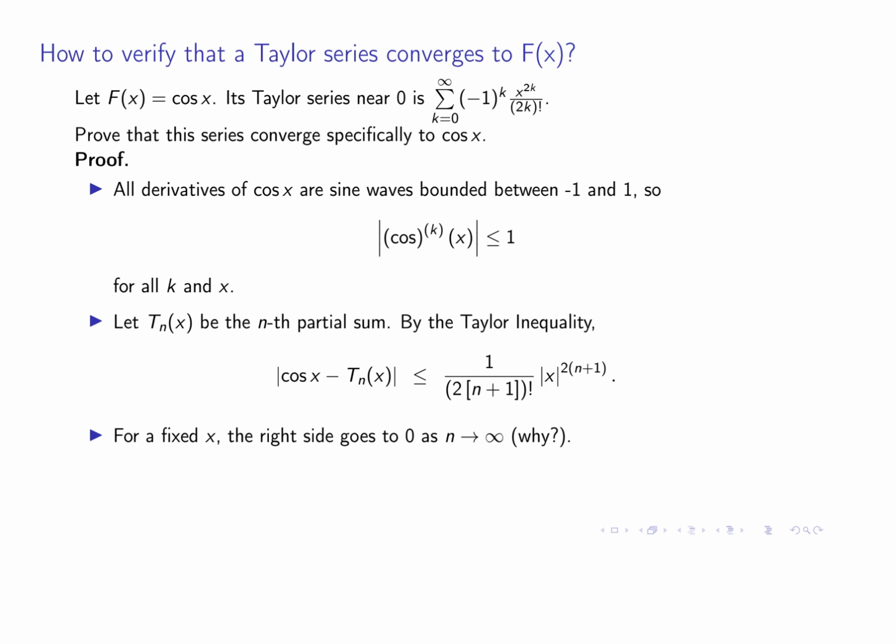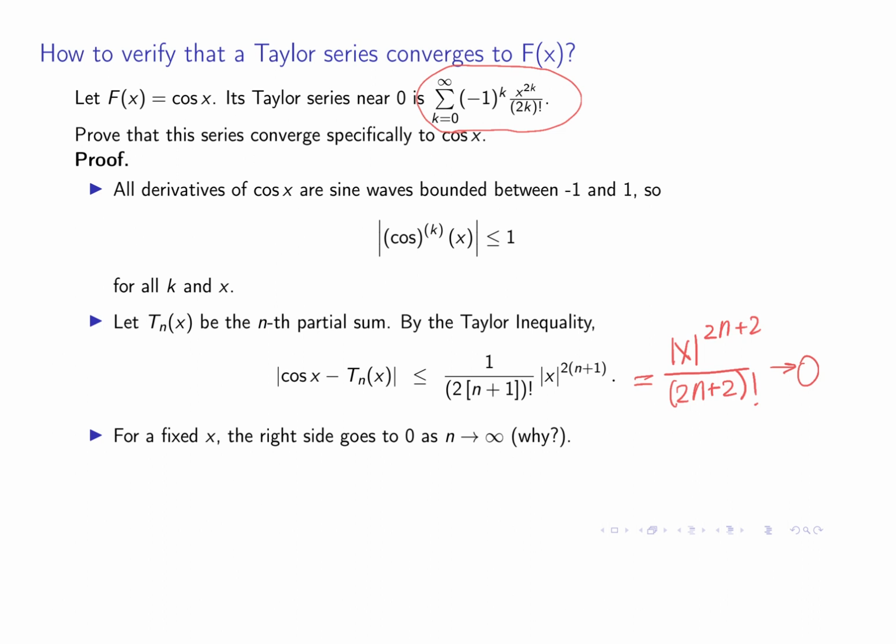Now, for fixed x, the right side goes to 0. Why is that? Well, let's see. On the right side, you have the absolute value of x raised to 2n plus 2, divided by 2n plus 2 factorial. At the bottom you have a factorial, at the top you have an exponential function, and similar to what we did in the previous slide, the factorial grows faster than the exponential function, so this goes to 0. If you want a more accurate argument, just observe that you can show directly that the Taylor series converges, so the general term must go to 0.